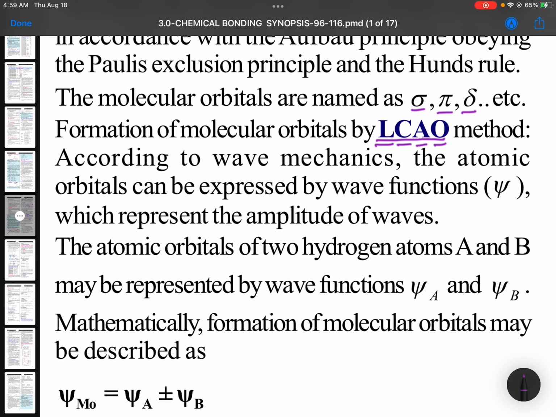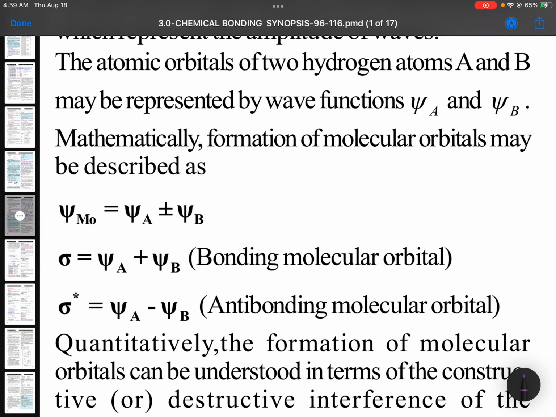According to wave mechanics, the atomic orbitals can be expressed by wave functions psi, which represent the amplitude of the waves. The atomic orbitals of two hydrogen atoms A and B may be represented by the wave functions psi A and psi B. Mathematically, formation of molecular orbitals may be described as molecular orbital equals psi A plus or minus psi B. If you are taking the bonding molecular orbital, that is addition of the wave functions; the anti-bonding molecular orbital is subtraction of the wave functions. Bonding molecular orbital, addition; anti-bonding molecular orbital, subtraction.